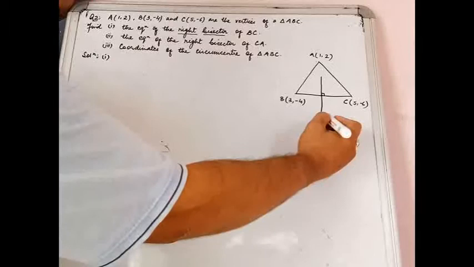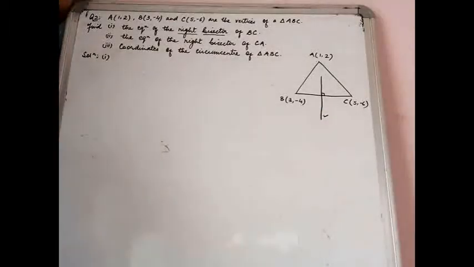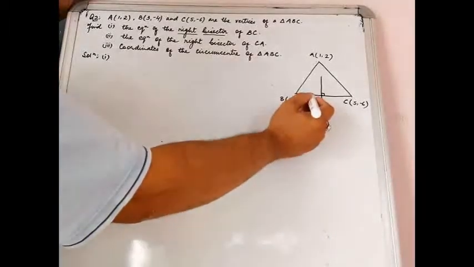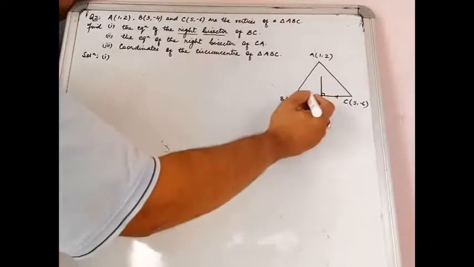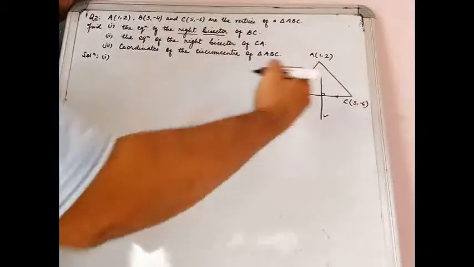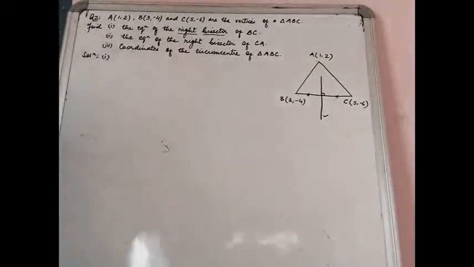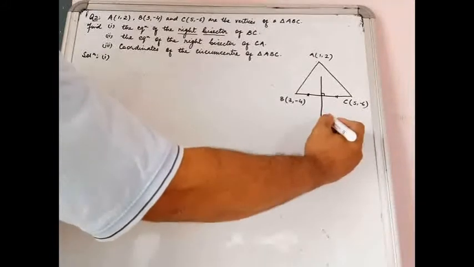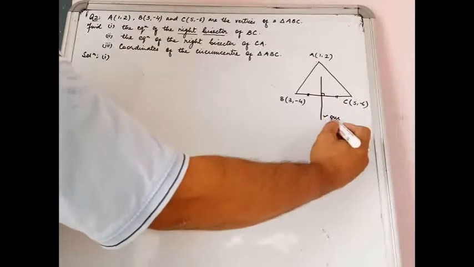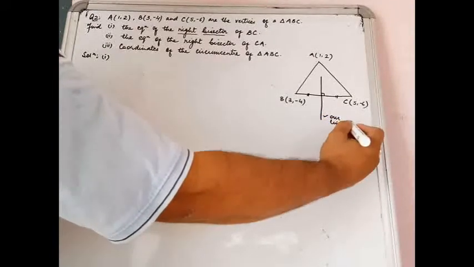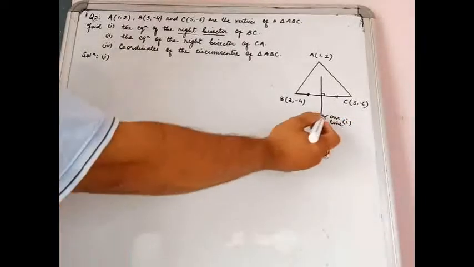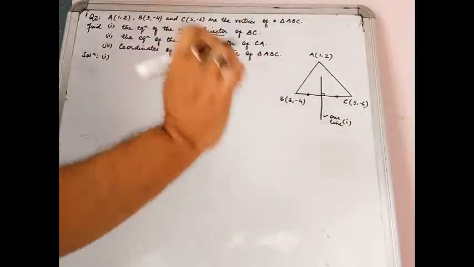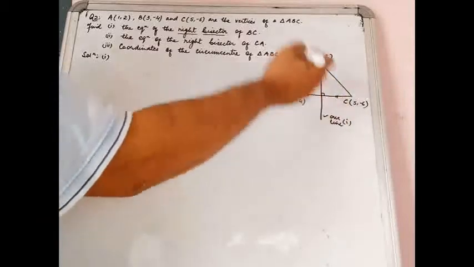Okay, so this is the perpendicular bisector. As you can see, these two parts will be equally divided. This BC line will be equally divided into two parts, and then this line will be running at 90 degrees. Okay, we have to find the equation of this line. So this line is our line, for the first part. And we have to find out the equation of this line.